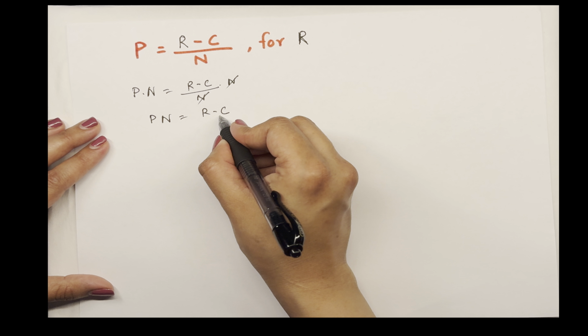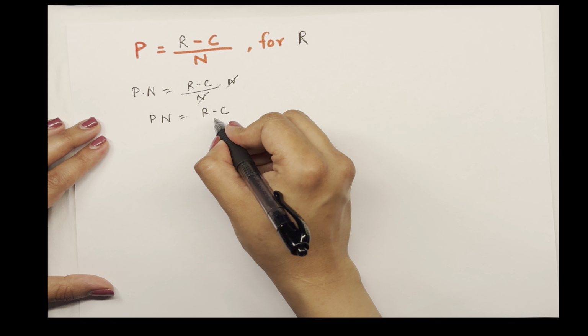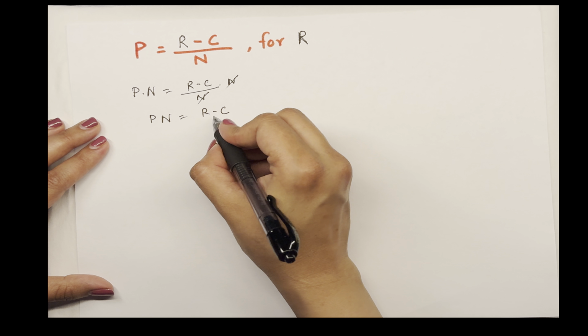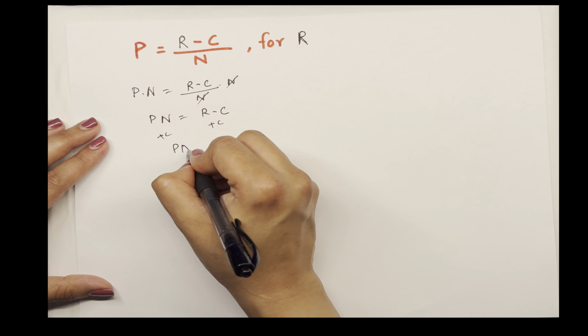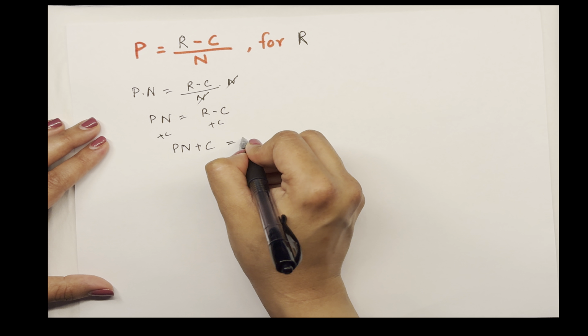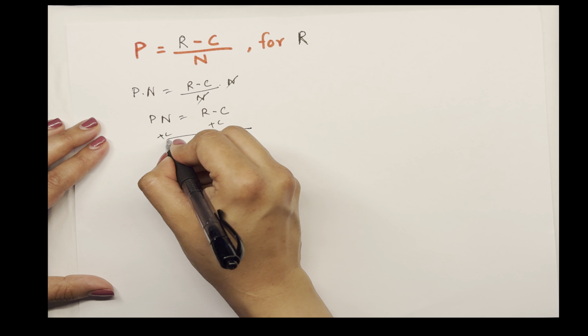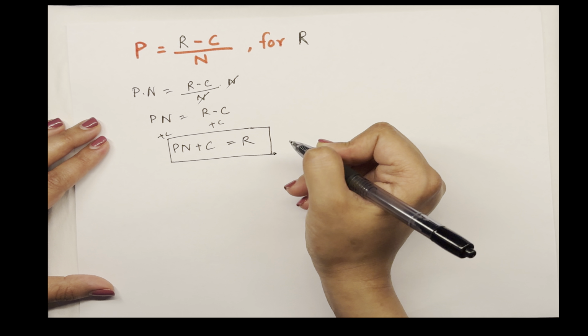If we get rid of minus c from the right hand side, only r will be remaining. Plus c. So Pn plus c equals r. This is the answer of this literal equation.